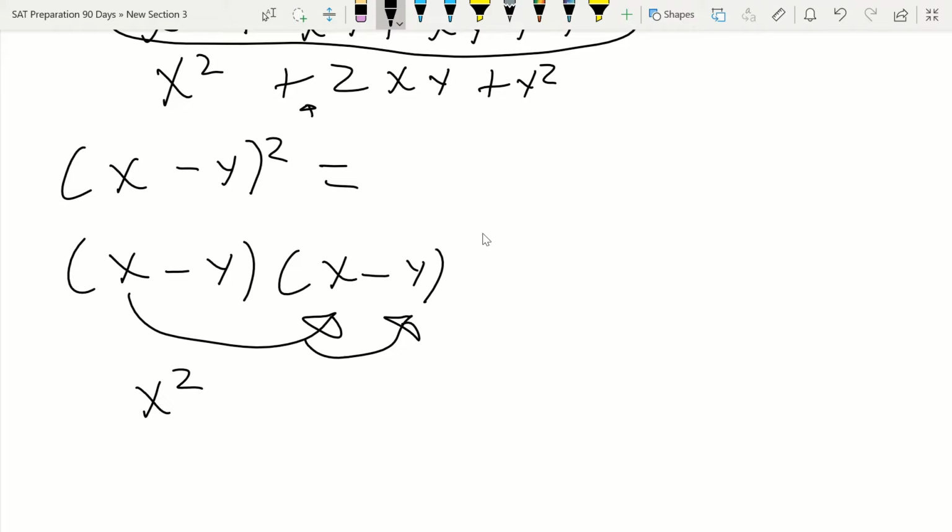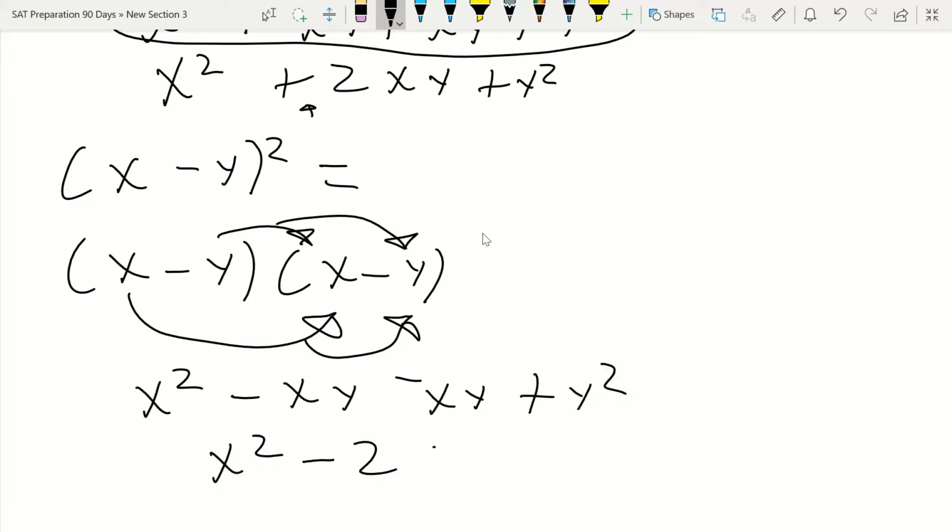We see I have x squared minus xy. Right here, I have another minus xy. And then right here, I have a plus y squared, because negative y times negative y gives me positive y squared. I go ahead and simplify that, and I see that I end with x squared minus 2xy plus y squared. Now look at how many steps that took me.